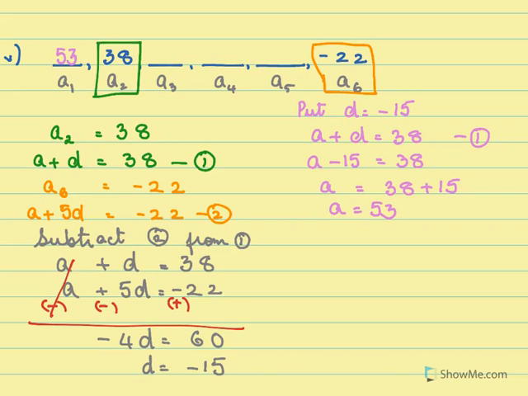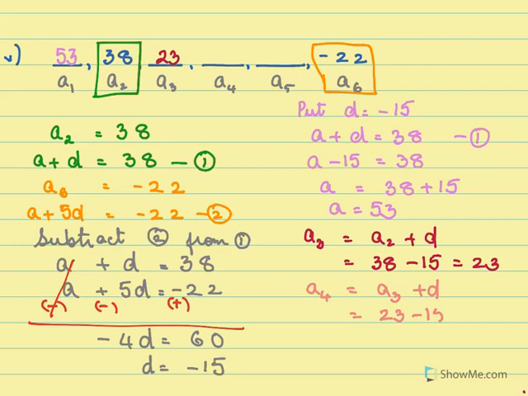And I know my D is minus 15. So to get my A3, all I need to do is A2 plus D. And I know my A2 is 38. It's given there. A2 is 38. D is minus 15. So my A3 now turns out to be 23. So I'll put A3 as 23. Now I have to find out A4. A4 will be A3 plus D. Look up and see what is A3. It's 23 and minus 15 because the D is minus 15. So my fourth term now will be 8. So I'm going to put 8 here.